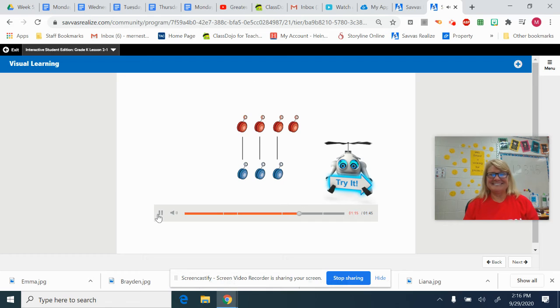Nope, because there are more red ones. It shows us that we have 1 extra red one like we talked about. So we know that we have more red, less blue.